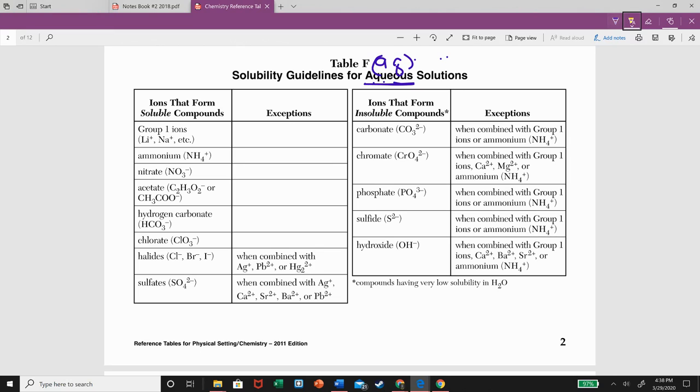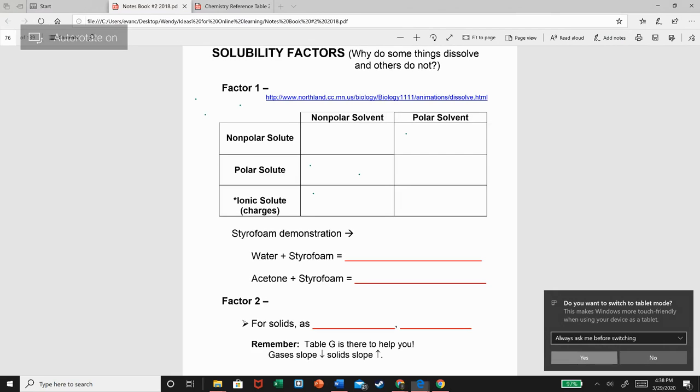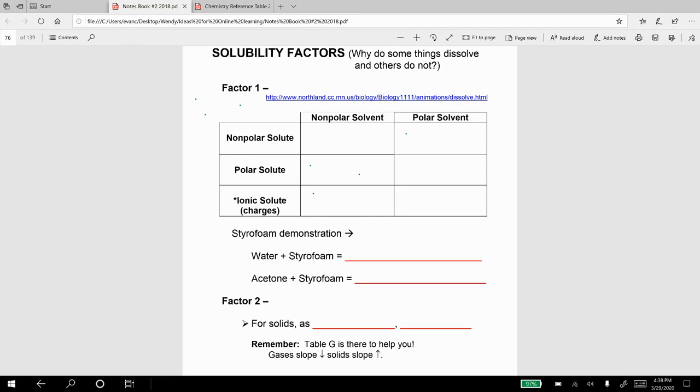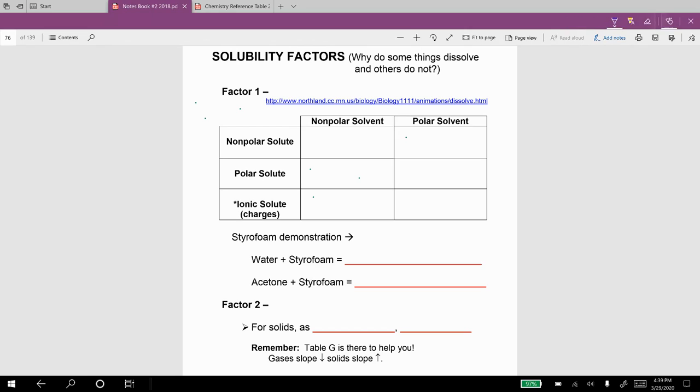All right, so while you get your notes out, we're on our notes book 2, and we're going to start. Okay, so why do some things dissolve and some things do not dissolve? So basically, the most important factor is going to be what we call the nature of the solute, right? What's being dissolved, and the solvent, which is what's doing the dissolving. What are the two things or more that you're trying to mix together?